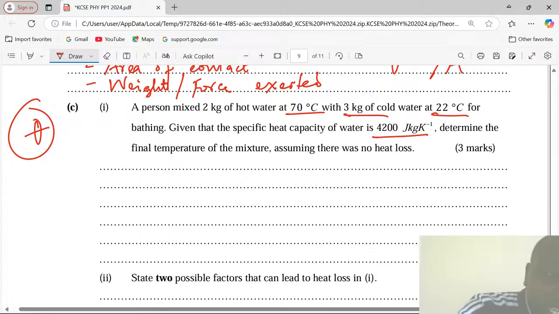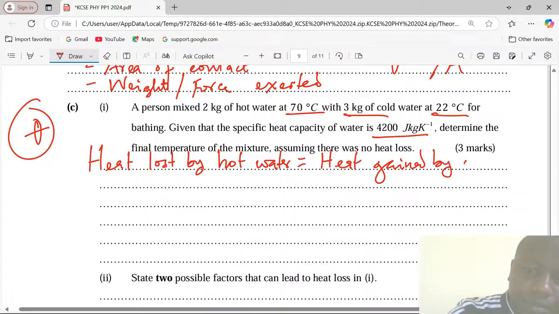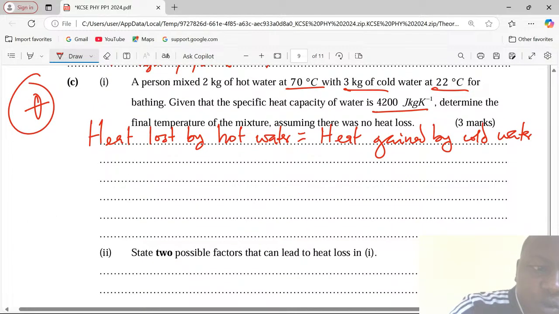Now, we know that heat lost by hot water is equivalent to the heat gained by cold water. Therefore, how do we get change in heat? We give mass, specific heat capacity, change in temperature. Mass, specific heat capacity, change in temperature.